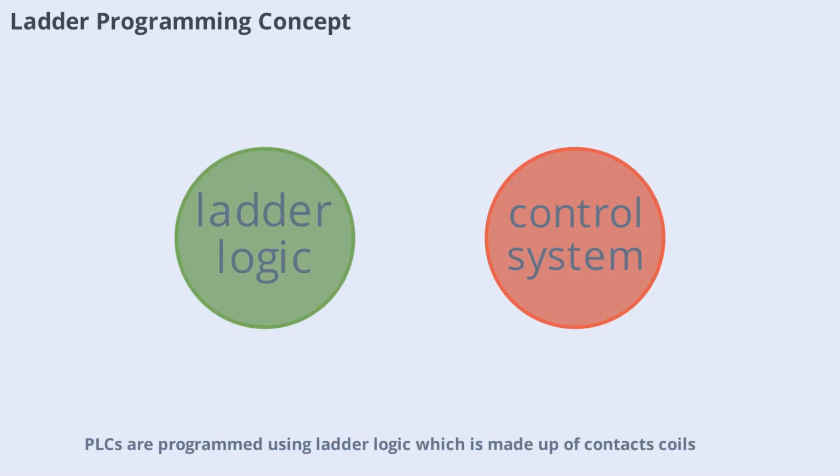PLCs are programmed using ladder logic, which is made up of contacts, coils, and other functions arranged as rungs on a ladder. The purpose is to determine when a load should be turned on or off. Contacts can be open or closed, controlling the flow of current to the output coil. Ladder diagrams visually represent the control logic, making programming intuitive.